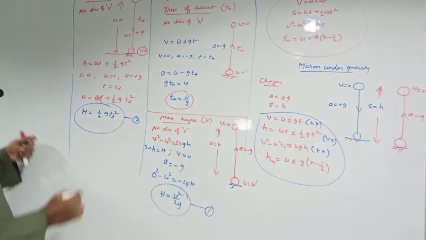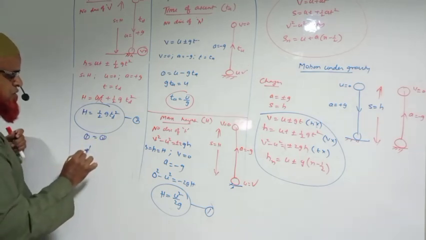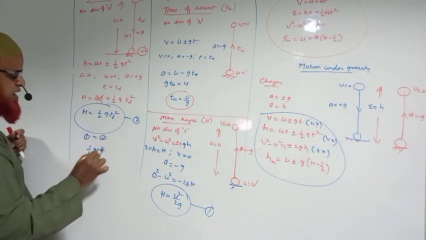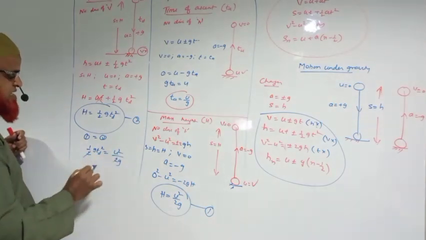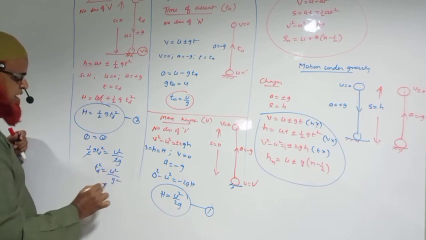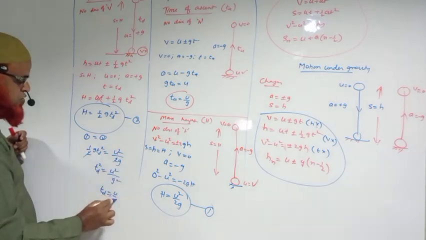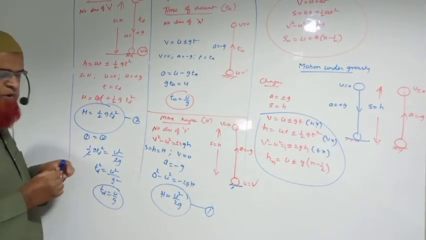So what are we going to do now? So 1 will be equal to 2 here. Half gt_d square is equal to u square by 2g. So 2 gets cancelled here. t_d square is equal to u square by g square. So t_d is equal to u by g. So you're getting t_d, time of descent, is equal to u by g.